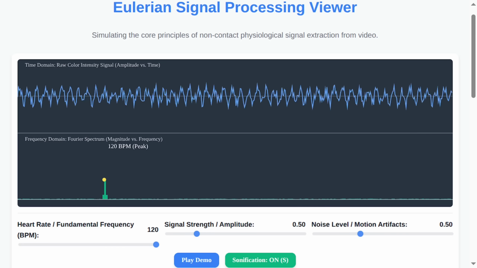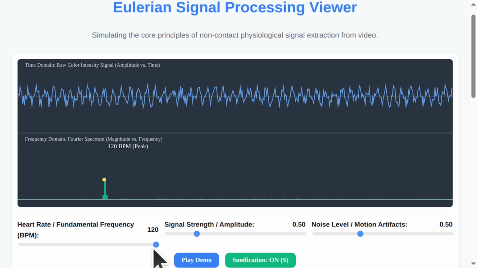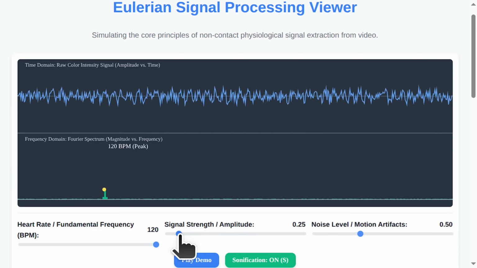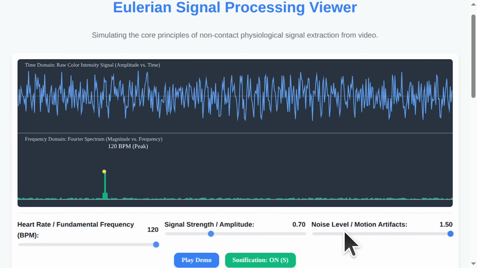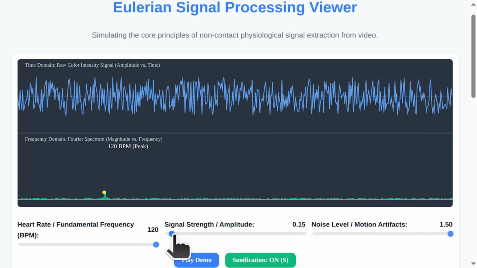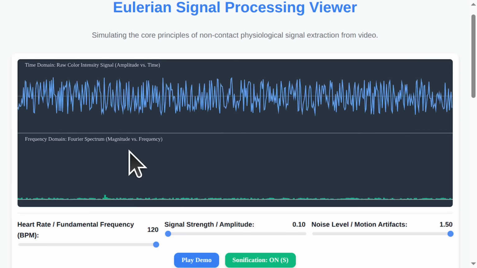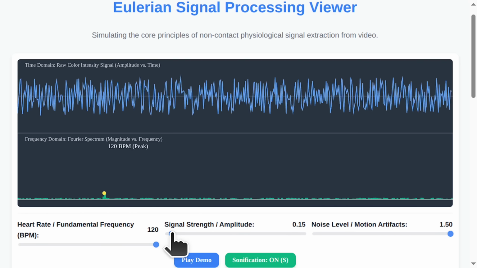To do what the robot says. So, sonification on 120 BPM. Yes, you can see if we increase the noise, motion artifact, reduce the signal at a certain signal level, it can barely find that peak in the frequency domain.